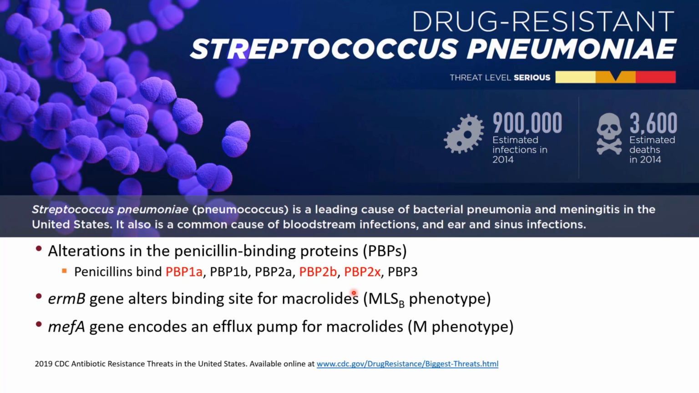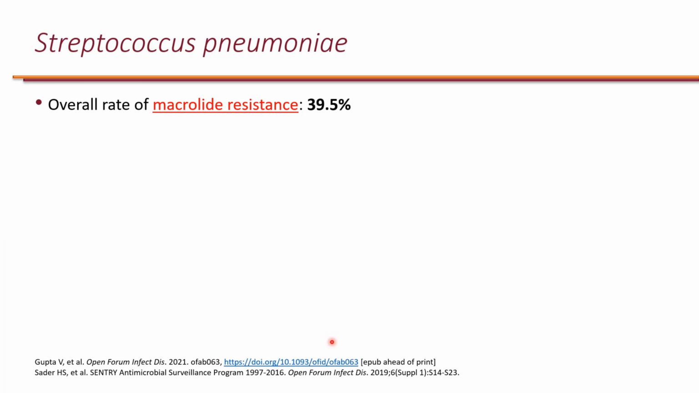Strep pneumo can also acquire the erm(B) gene, which alters the binding site for macrolides, as well as the mef(A) gene, which encodes an efflux pump for macrolides. Now, let's take a look at the rate of resistance in Streptococcus pneumoniae. The overall rate of macrolide resistance is almost 40%, and the rate is actually higher in the ambulatory care compared to the inpatient setting.